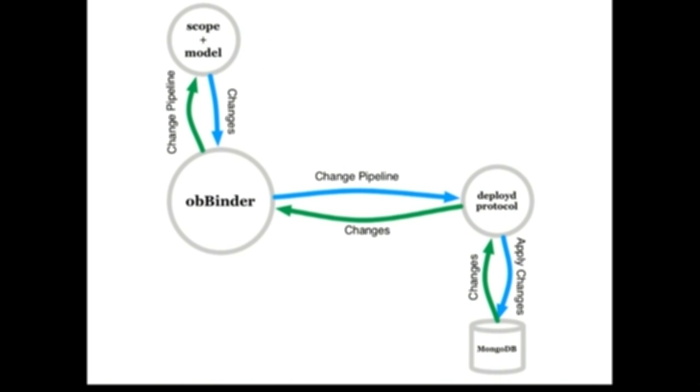And here's a diagram of how it's actually working, without showing all the parts that are making it work. I have changes that come from my scope and my model on my scope, and those go to the binder, which then kicks off a change pipeline during which I, as a developer, can intercept changes before they go to the protocol. Then the deployed protocol handles the business underneath that applies the changes to my database. The process kicks off the other direction when I have a change inside of deployed. It goes to the binder, which then kicks off a change pipeline to the scope, where the changes are applied to my local model.